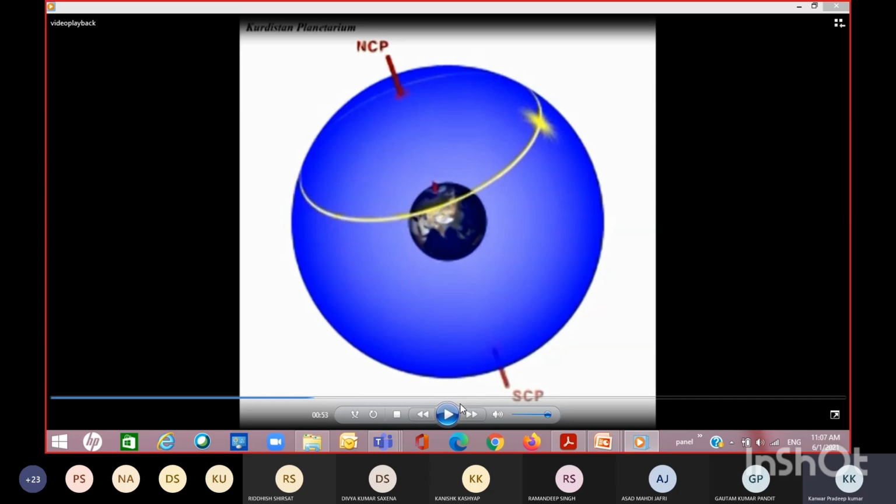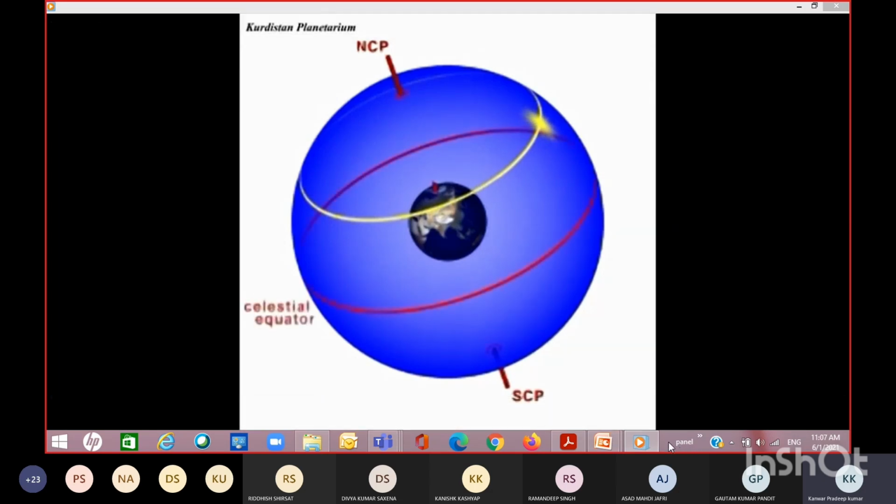So try to relate with whatever I have told you. And the celestial equator circles the sky halfway between the poles. Positions on the celestial sphere are specified by two coordinates. Declination, like latitude on Earth, is measured in degrees north or south of the equator. Positive declinations are north, negative declinations south.